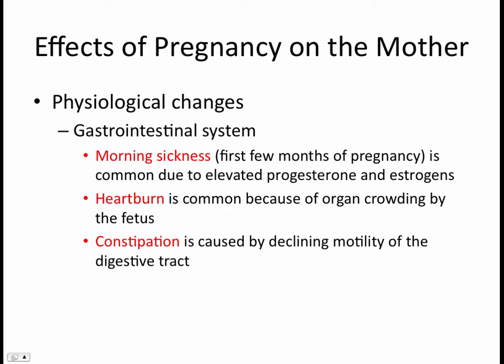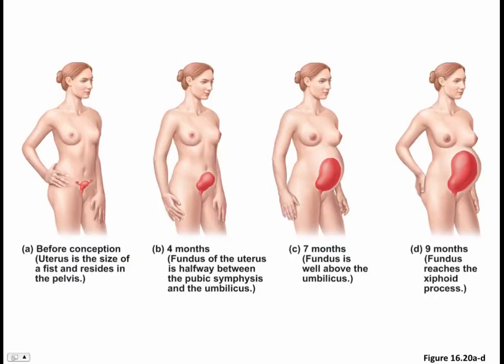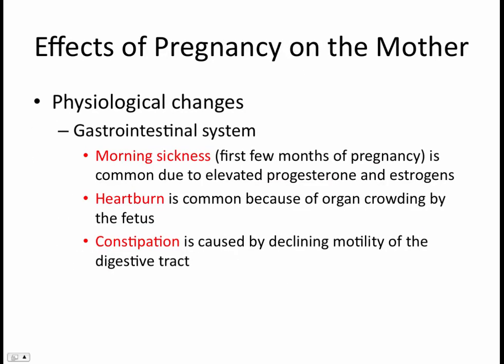First, we have the gastrointestinal system. Let's just take a quick look over here. As we recall, as the fetus starts developing, it puts pressure on all the other abdominal organs. We have our small and large intestines, our stomach, pancreas, spleen, liver, all those internal abdominal organs. And because of that, we can have a couple of changes. Heartburn, when the overcrowding by the fetus puts pressure on your stomach, we can have gastric juices go toward the esophagus, giving rise to that heartburn sensation. Morning sickness occurs within the first few months of pregnancy due to elevated levels of progesterone and estrogen.